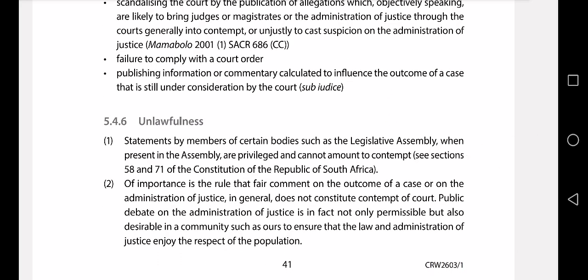Failure to comply with a court order, or publishing information or commentary calculated to influence the outcome of a case that is still under consideration by the court.